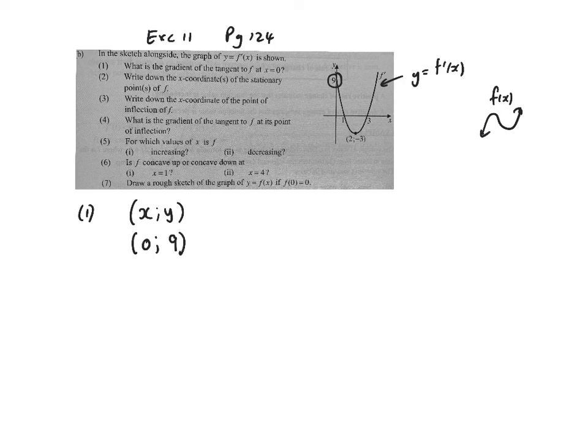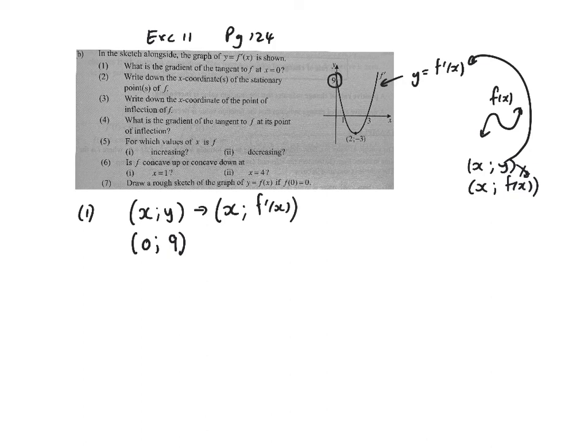It's 9. But this is not just a normal f of x function. This is an f prime x function. You would normally say the x and y coordinate is x and f of x, right? That's what you would normally do. But in this case, what is y now? Y is not f of x. No, it's not. Y is equal to f prime x. So therefore it is x and f prime x.